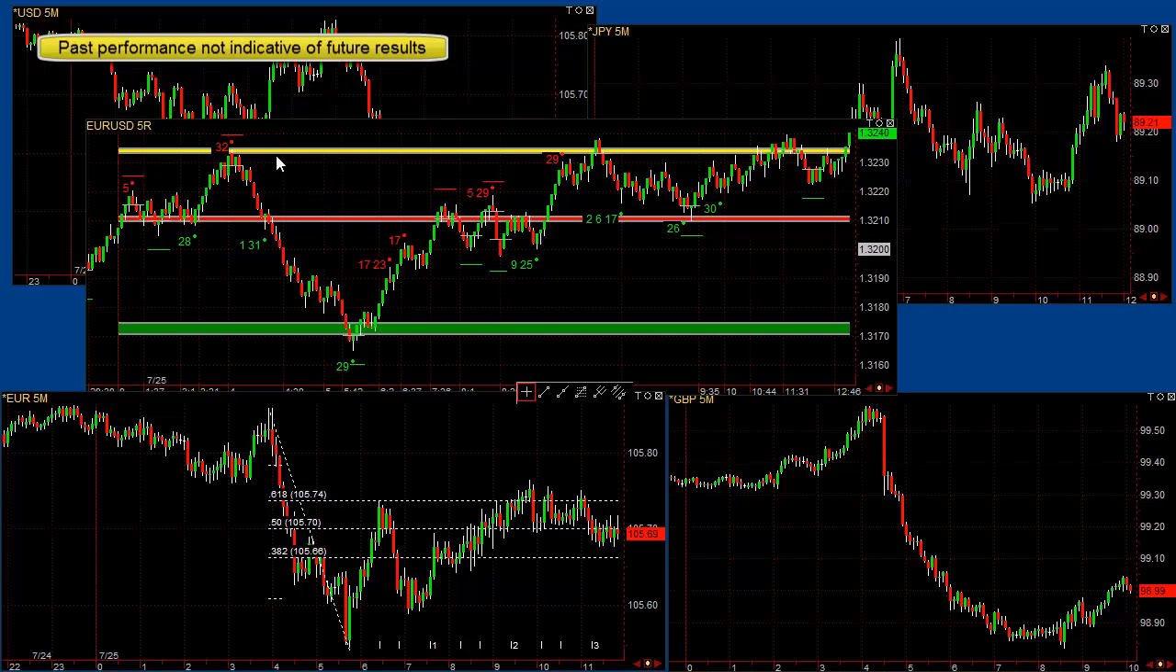Identifying the swings is key. A downtrend is a series of lower lows, lower highs. Uptrend is a series of higher highs, higher lows. When you have an uptrend, you basically want to be buying the dips, and that's how I've pretty much traded for the last 12, 13 years.